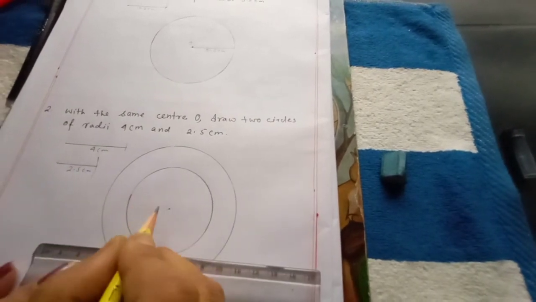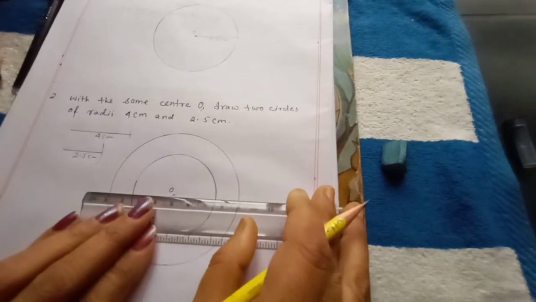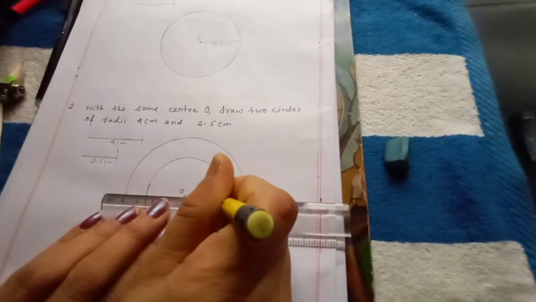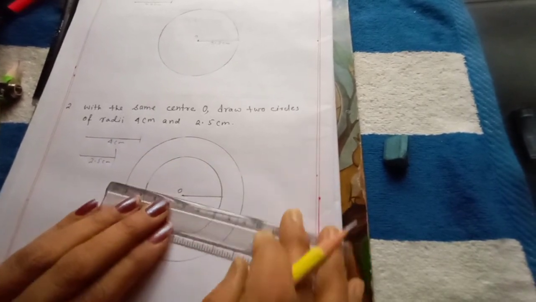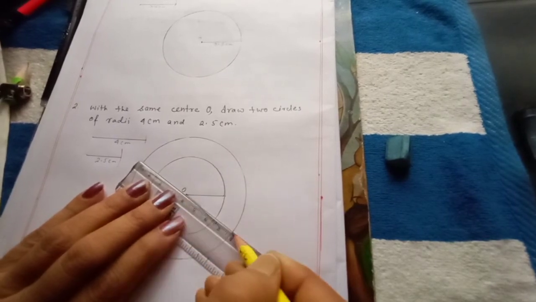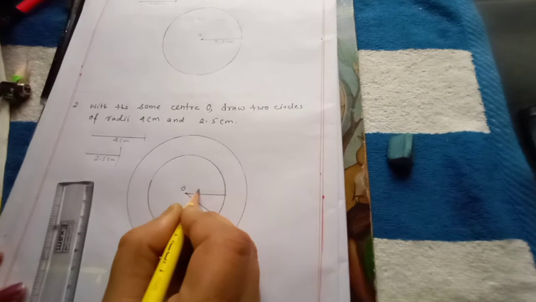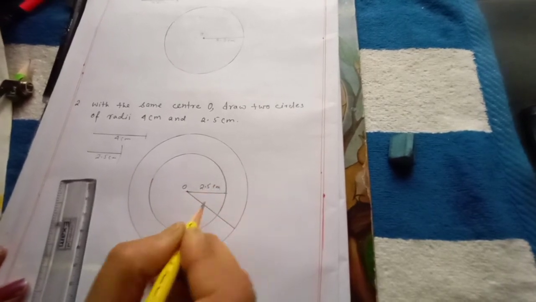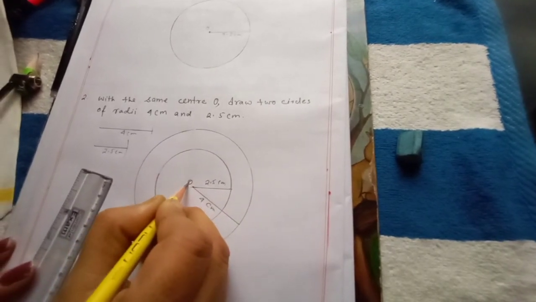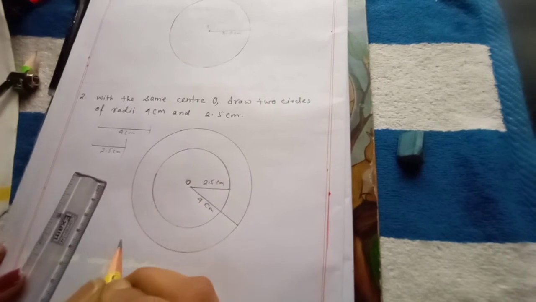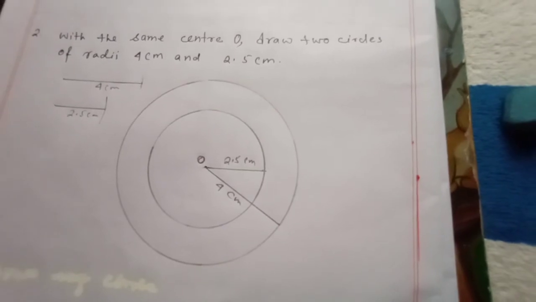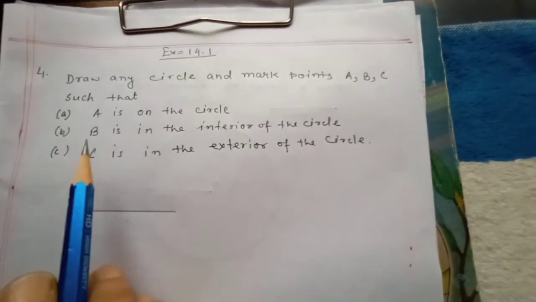Now you have to mark the center as O, and this is 2.5 centimeter, and this one is 4 centimeter. Understood? When you mark the center, always it is O, and these two concentric circles you have to draw.